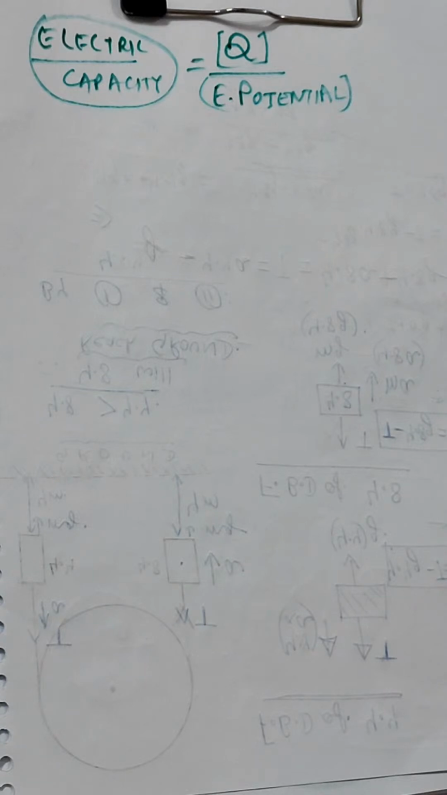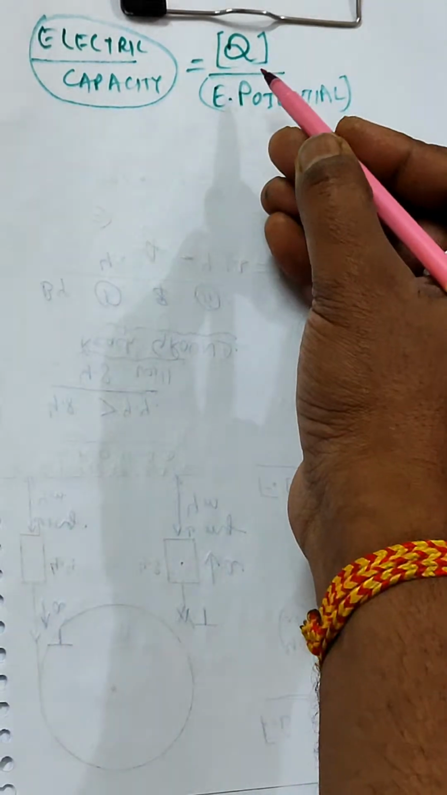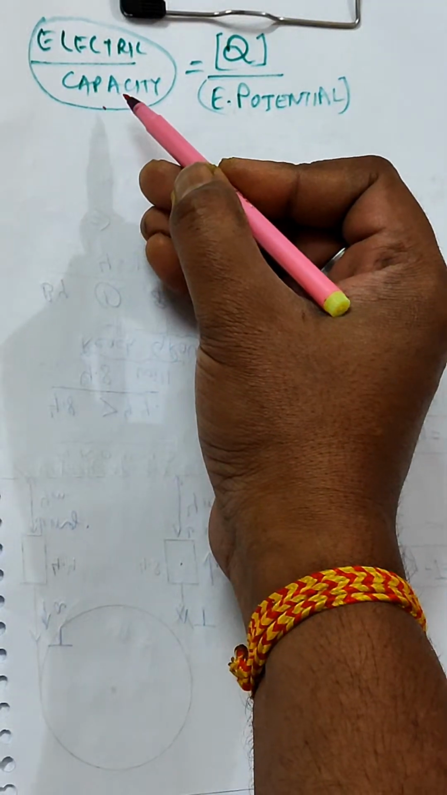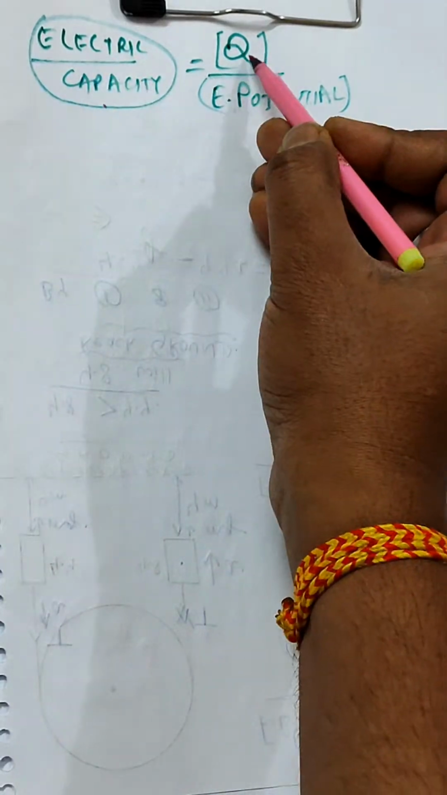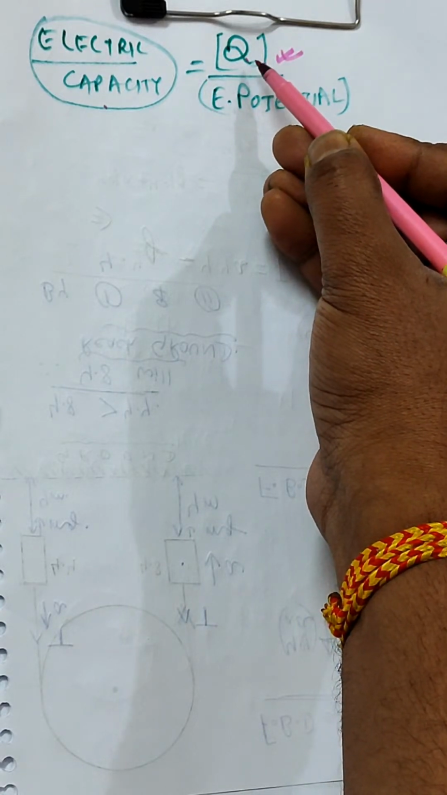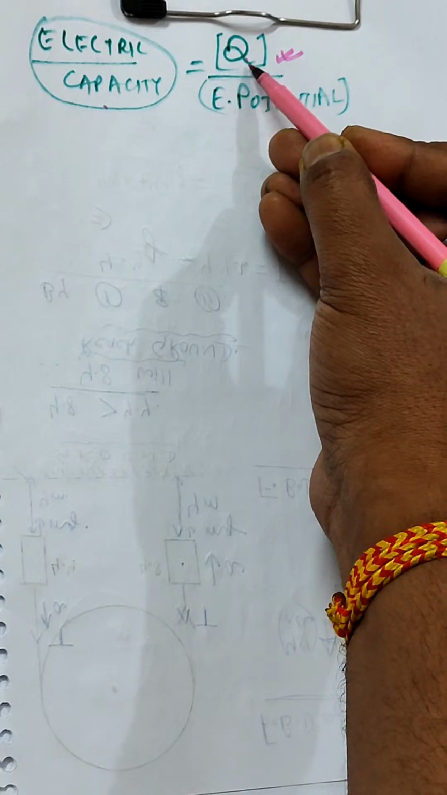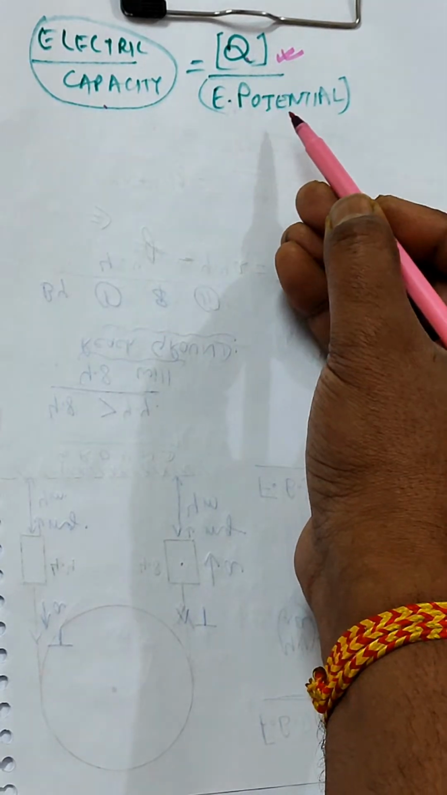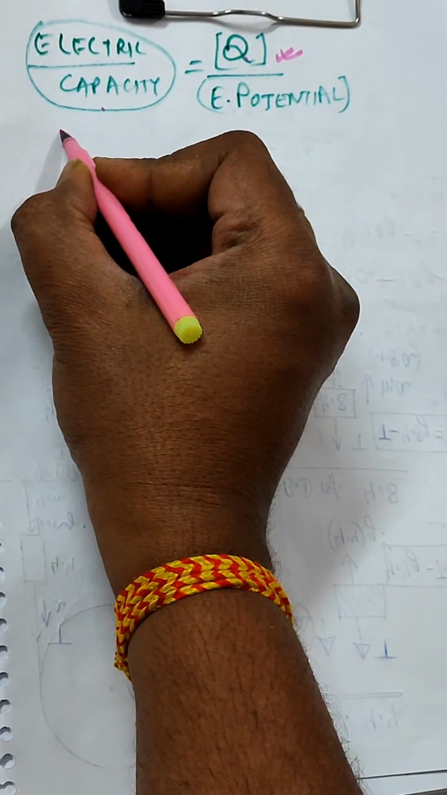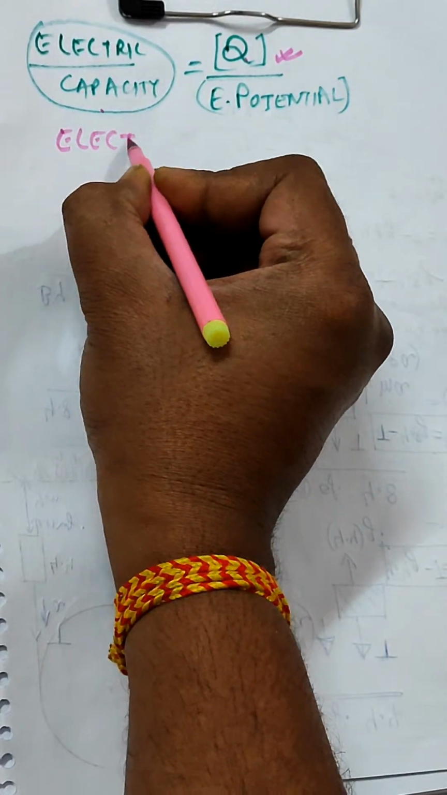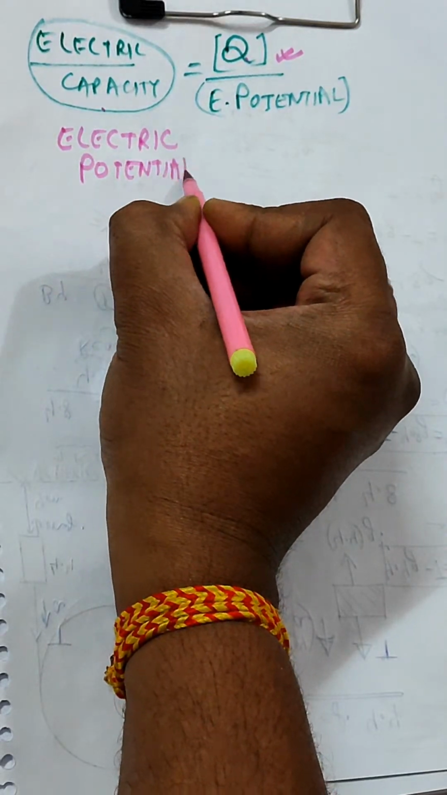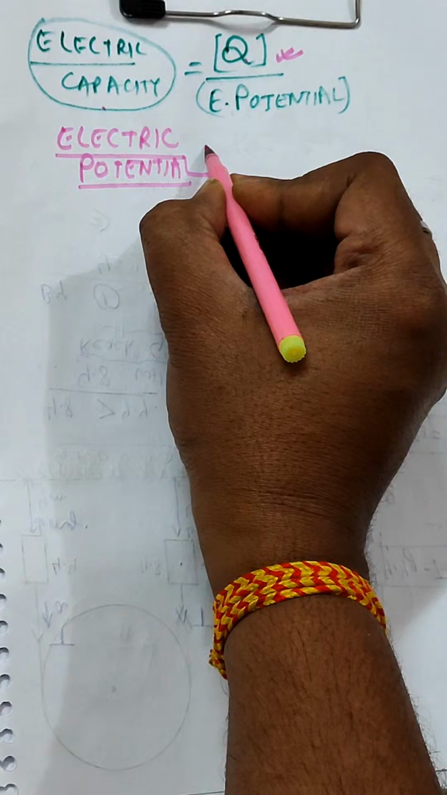Electric charge by electric potential is the definition of electric capacity, and the dimension of charge is Q. This is known to you because this is a fundamental quantity, so no derivation or derived units will be there for charge. For electric potential, just derive it. Whatever is there in the denominator, just find it out.